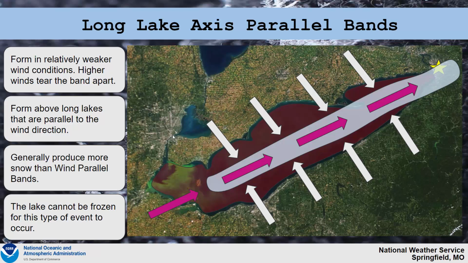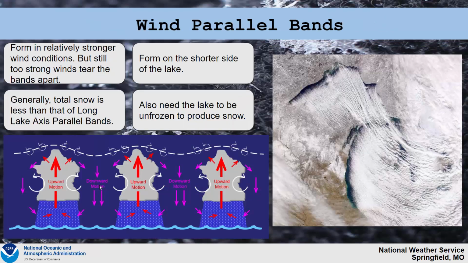Because there's so much water that the air goes over before reaching the land, these long lake axis parallel bands generally produce more snow than wind parallel bands. So that brings us to wind parallel bands. These form in relatively stronger wind conditions, although again, not too much, otherwise they'll tear apart, but relatively stronger than long lake axis bands.